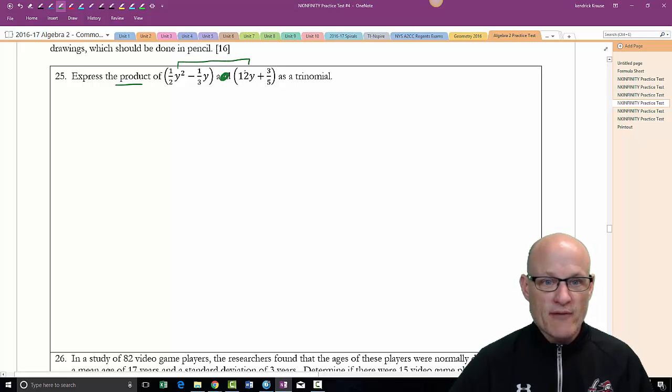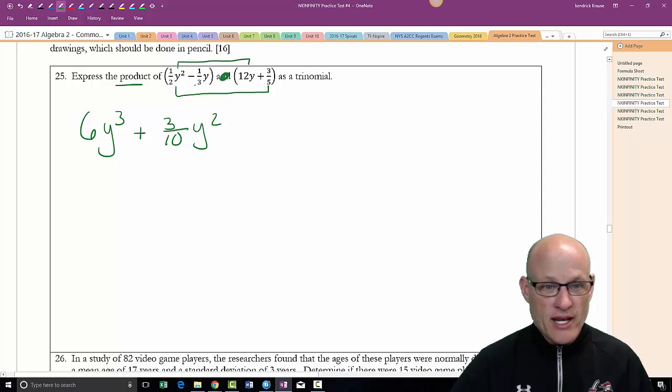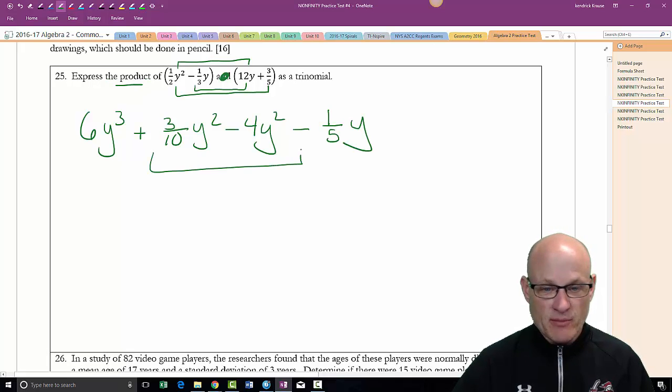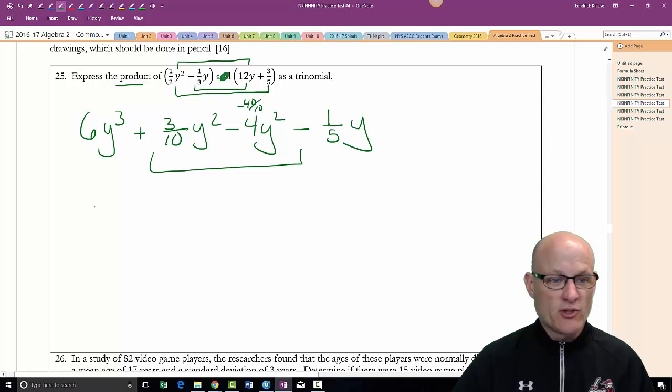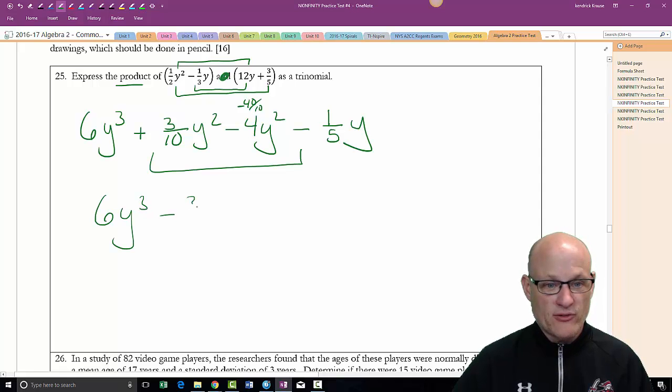1/2 y squared times 12y is 6y cubed. 1/2 times 3/5 is plus 3/10 y squared. Negative 1/3 times 12 is minus 4y squared. And finally, negative 1/3 times 3/5 is minus 1/5 y. Now these two can be combined. This is 40 over 10, that's 4. It's actually minus 40. So I end up with 6y cubed minus 37 over 10 y squared minus 1/5 y.